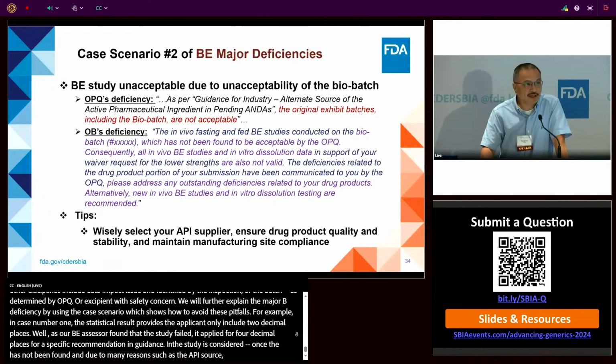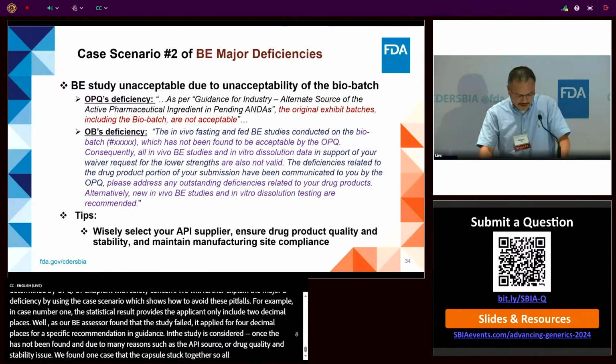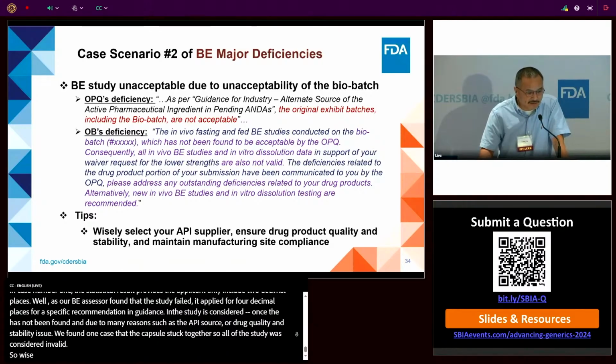We found one case where the capsules stuck together and became too yellowish during storage, so the batch was not acceptable, and all of the studies were considered invalid. So please see the tips here. Wisely select API suppliers. Ensure your drug product's quality and stability, and maintain manufacturing site compliance.